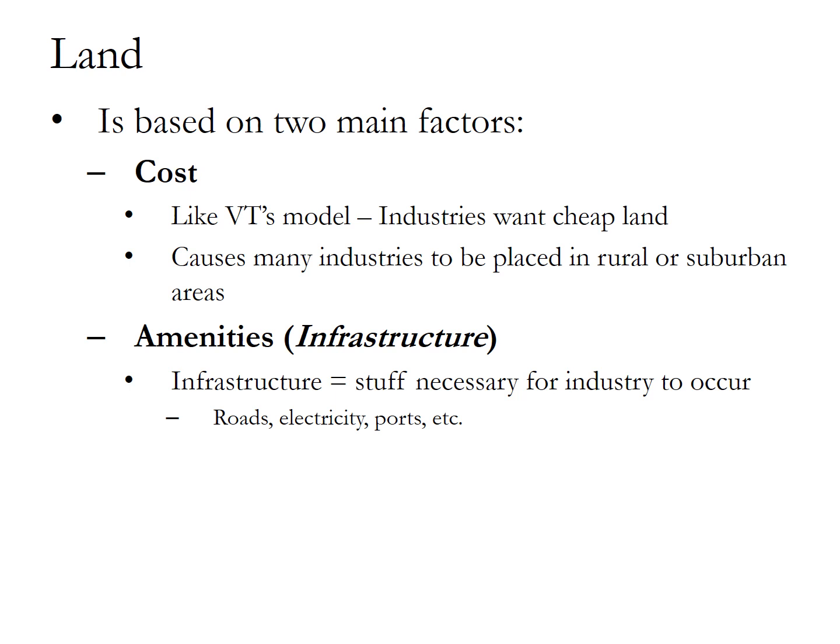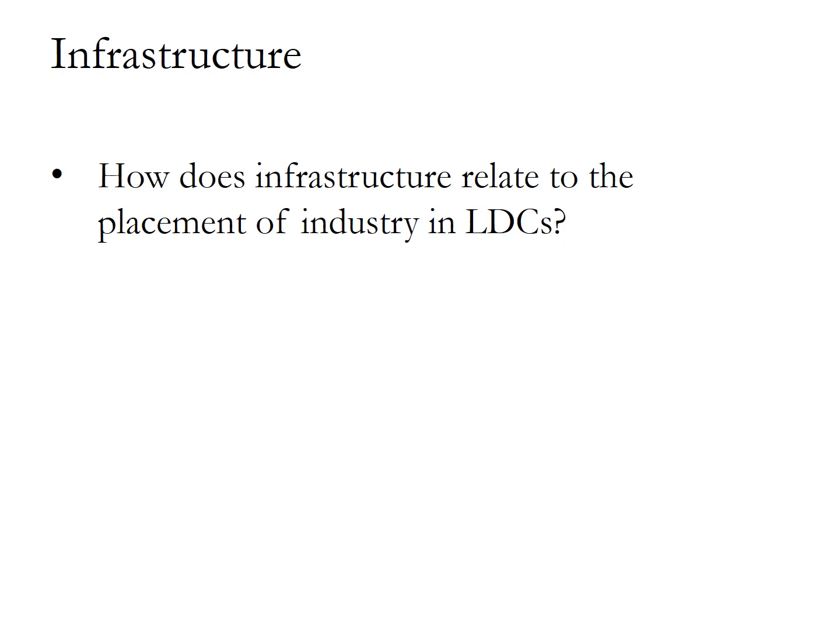Are there roads there already? Is there electricity set up? Are ports there? And sometimes they talk to the people that own the land and offer to build those things, but we'll get into more of that later. The fact is, when we're looking for stuff, we want as much free stuff as possible along with the cheapest amount. But how does infrastructure relate to the placement of industry in LDCs, right?